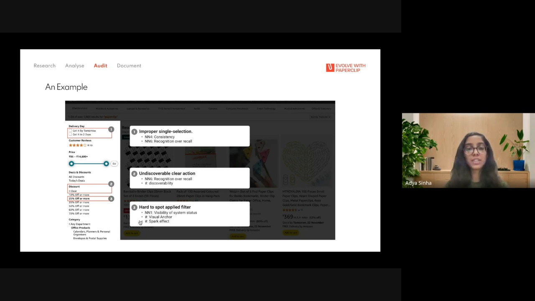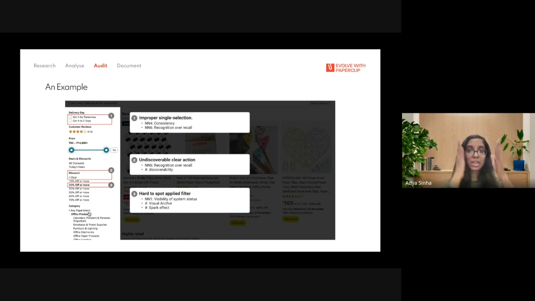So a spark effect is when users need to make additional effort. It is called the spark effect because users usually adapt to functions where they need to make less effort. That adds the spark effect over here, because when they're looking at the whole filter section, they need to carefully look at each of the filter categories to identify the applied filter.